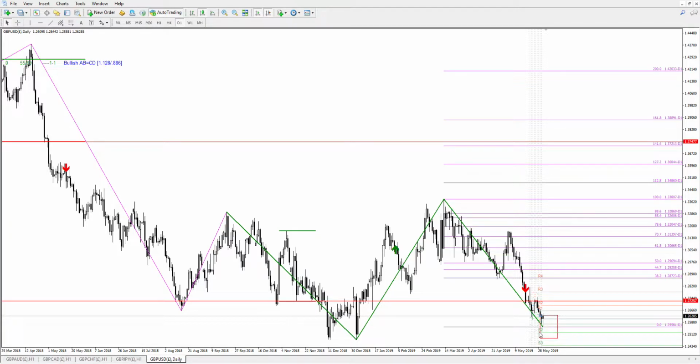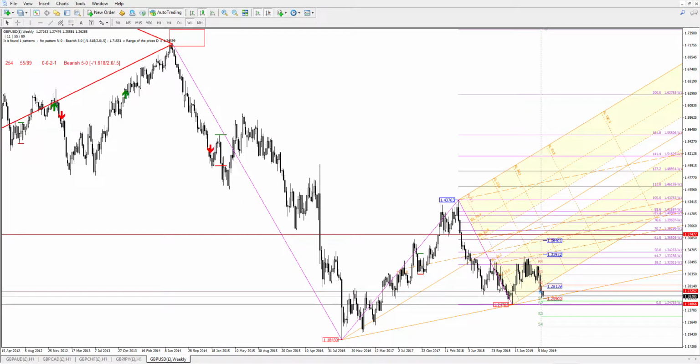This is the red zone resistance bottom. If that breaks, then it's going to be pretty horrible for the pound dollar. That level there is 12486. So pending is above that, it should be okay. Below that, and it's going to get really horrible.